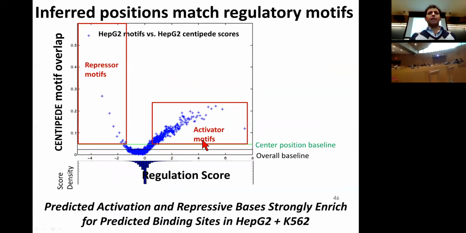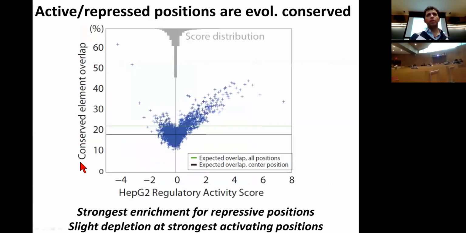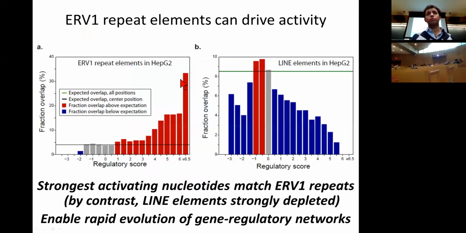We're able to show that activator motifs are the most enriched when the regulatory score is the highest. Repressor motifs are the most enriched when the regulatory score is the lowest. That the most active and the most repressive segments were in fact evolutionarily conserved. And we were also quite surprised, but in retrospect it makes a lot of sense, that some of the most active sites were in fact driven by repeat elements.